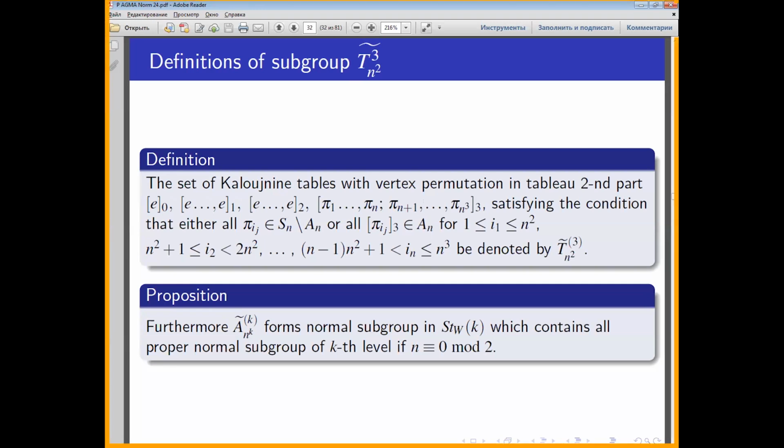So we have the following series of inequalities, which holds in T_n square 3 with tilde. And furthermore, R_n tilde K and K forms a normal subgroup in the stabilizer of K-th level, which contains a proper normal subgroup of K-th level if n is even, congruent to 0 modulo 2. So in the case of n even, we have that this subgroup contains T tilde with index k.